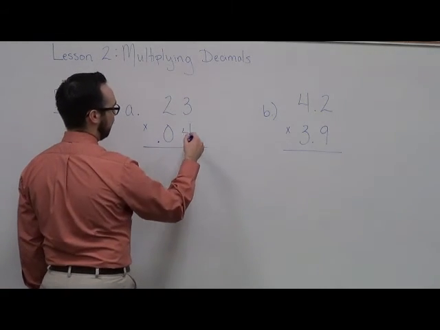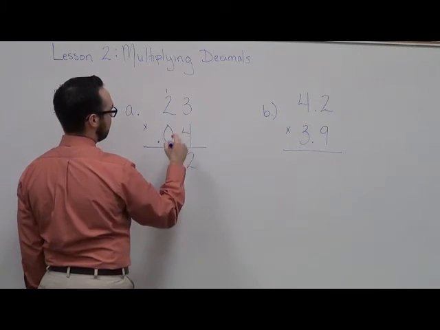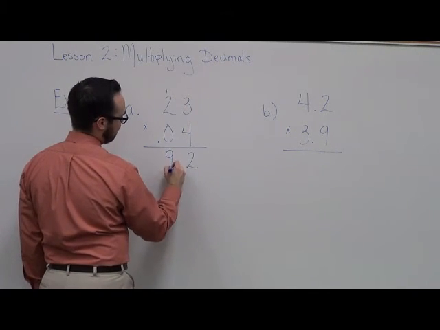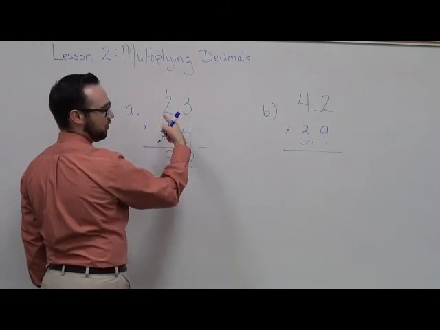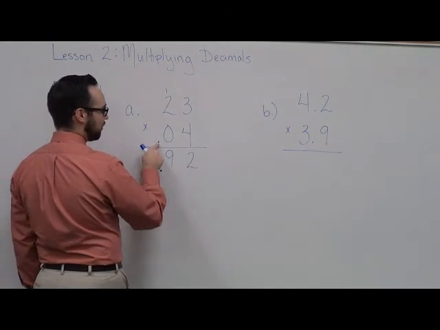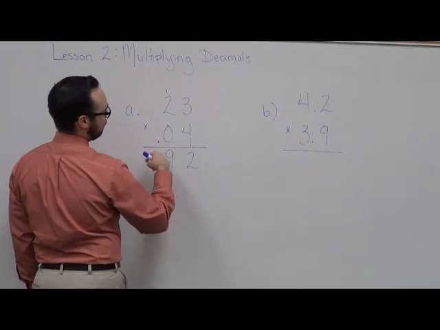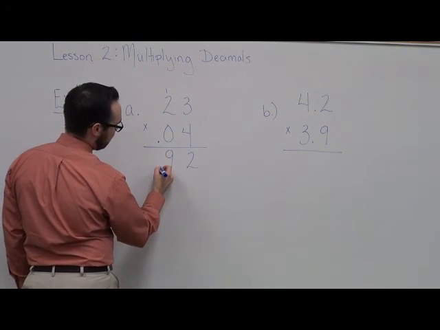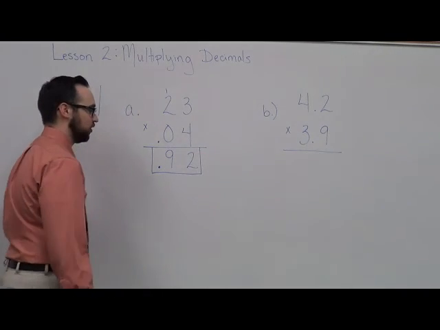Alright, so as we multiply, we do 4 times 3, which gives us 12, carry the 1, 4 times 2 is 8, plus 1 is 9. Now for this next one, I don't really have to multiply these by 0. It's pointless to go through and multiply that by 0. All that's really going to do is take into account that we have another decimal place. So no decimal places plus 2 decimal places means that my answer is 0.92.